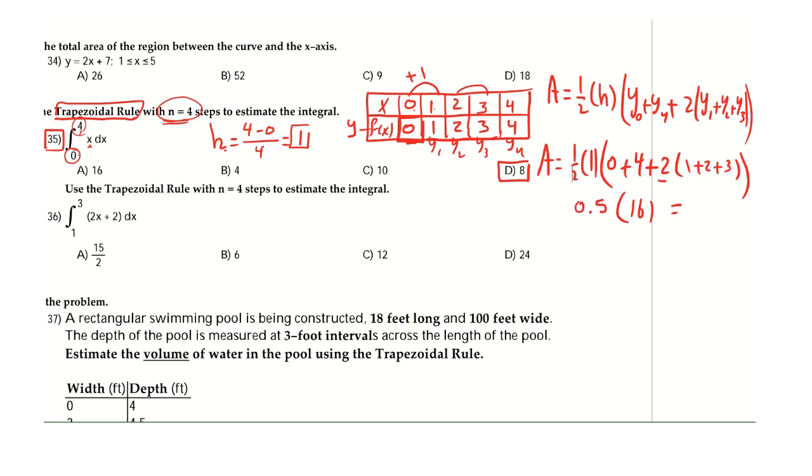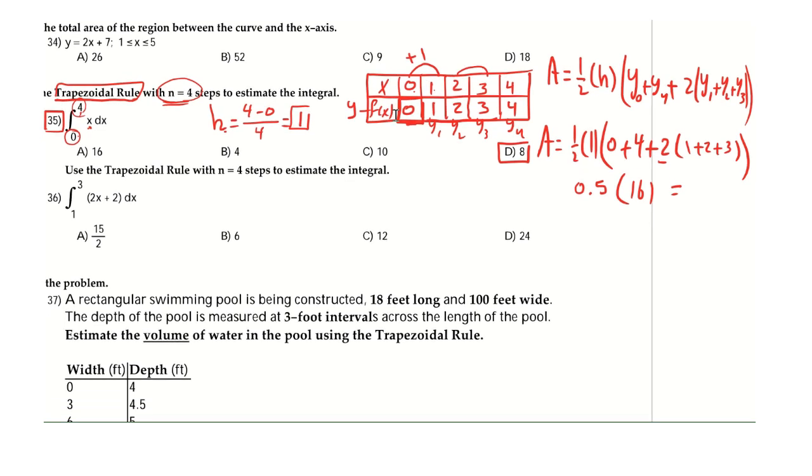And this is how you can find the area using the trapezium rule. What about solving question number 36?